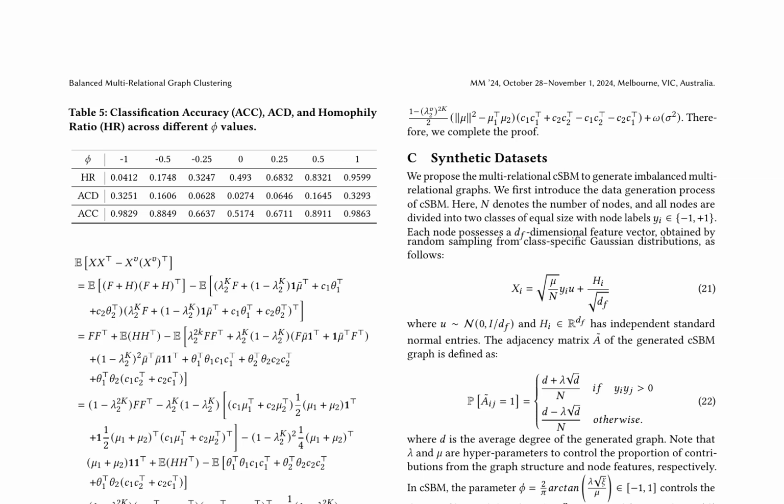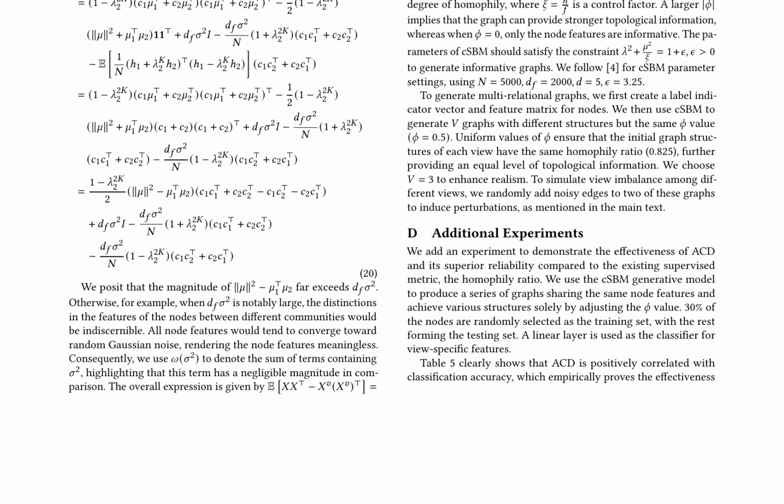The authors derive an expression for the expectation of the matrix product X_V^T X_V, demonstrating how this expectation can be decomposed into terms related to the node features, graph structure, and noise. They also show that when the magnitude of mu squared mu_1^T mu_2 significantly exceeds d_f sigma squared, the node features become indiscernible, and the graph structure dominates the clustering process.